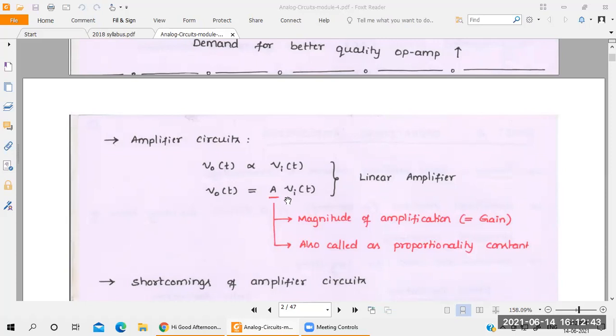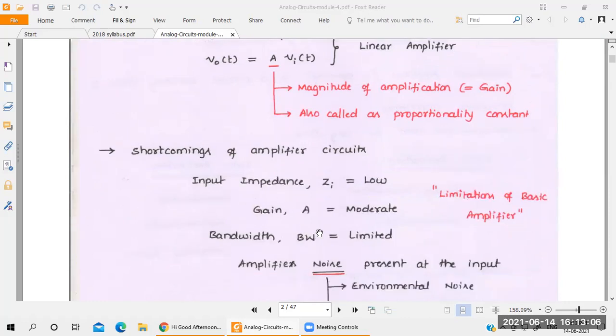So what is A here? Amplification gain. A is equal to V0 by Vi, and it is also called a proportional constant. Gain, but what here? It's a proportional constant. That's why I wrote A. So A is the amplifier gain.